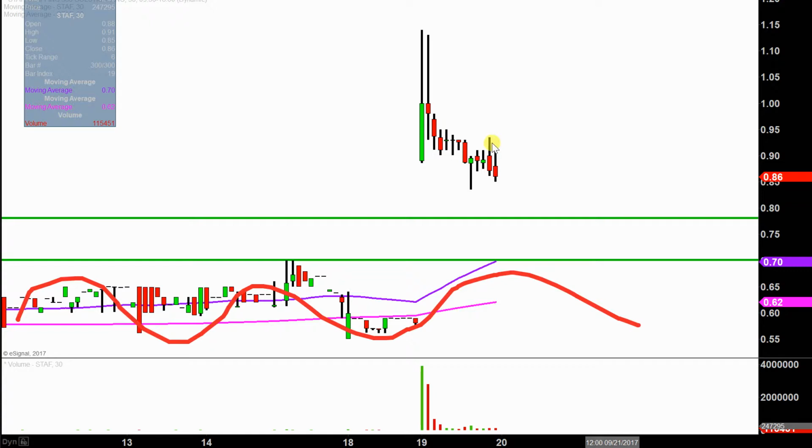So we'll see what happens here, but so far so good. The bulls still have an opportunity to build a higher base. We'll see if they can get the job done or not.